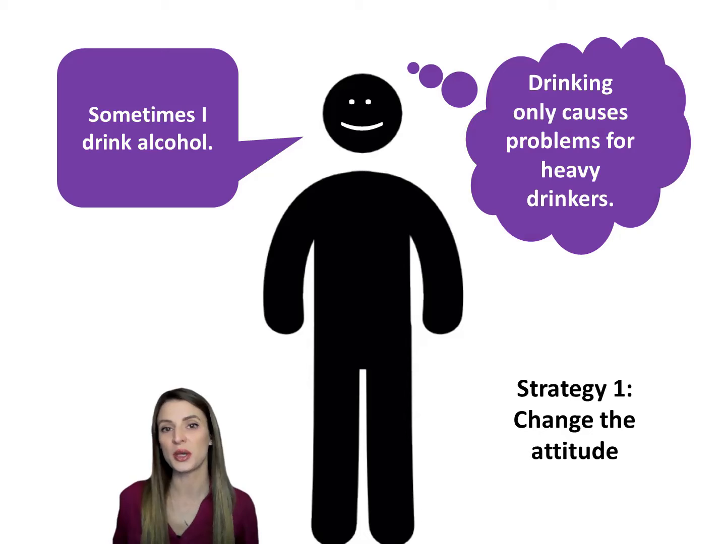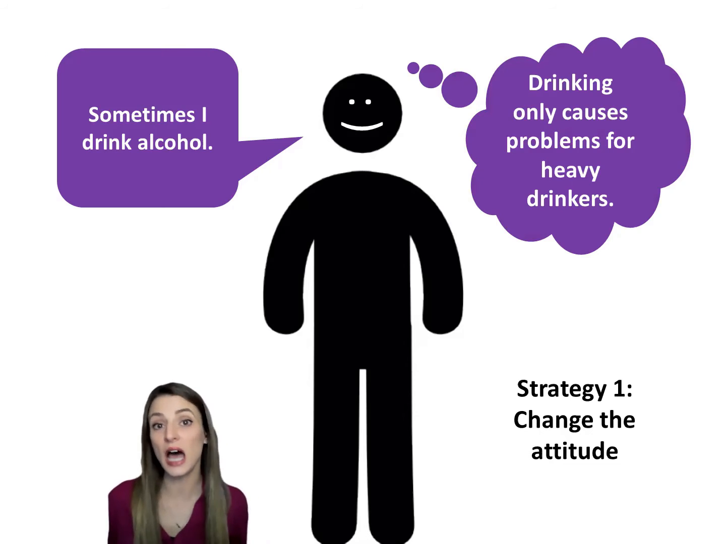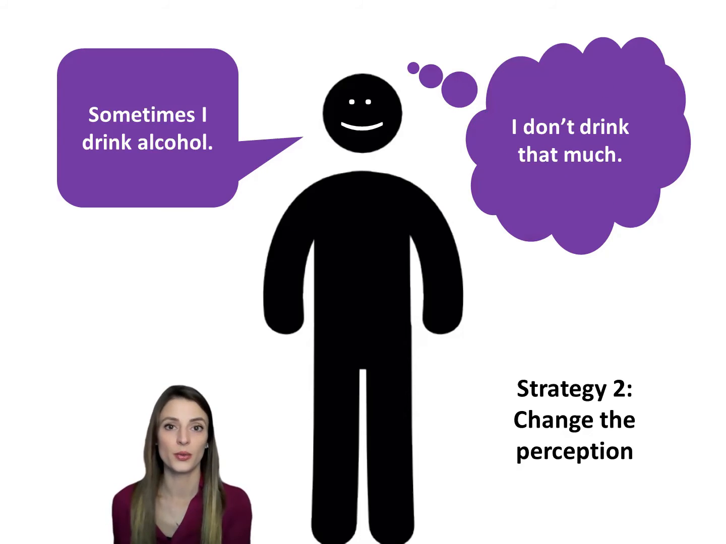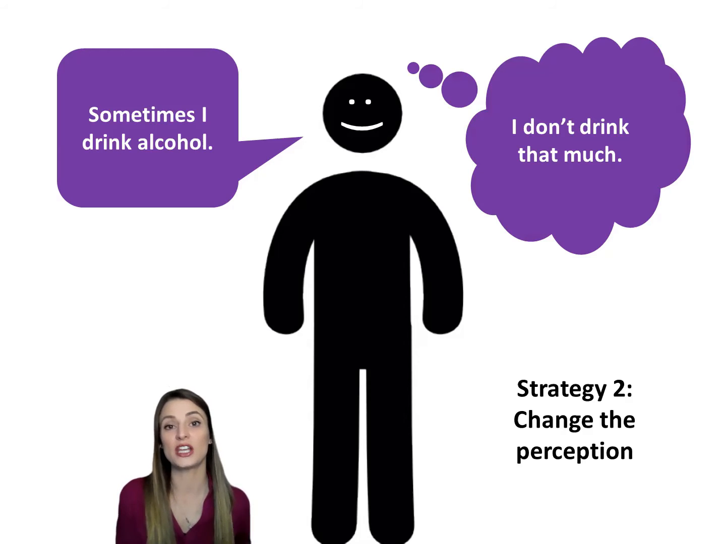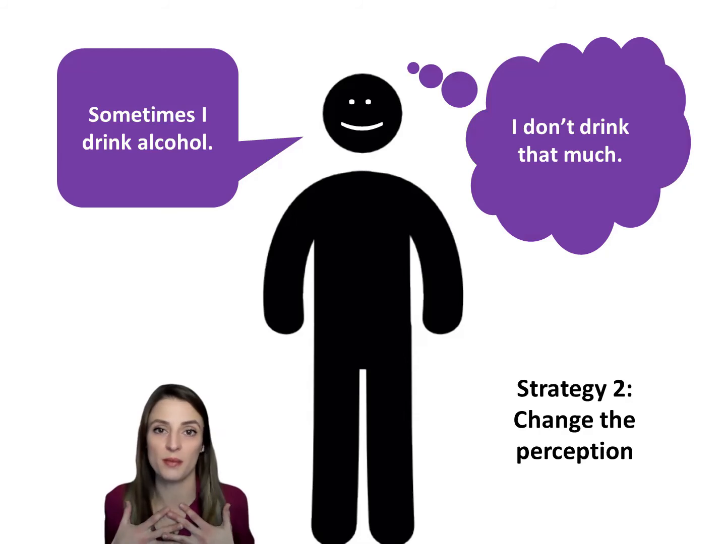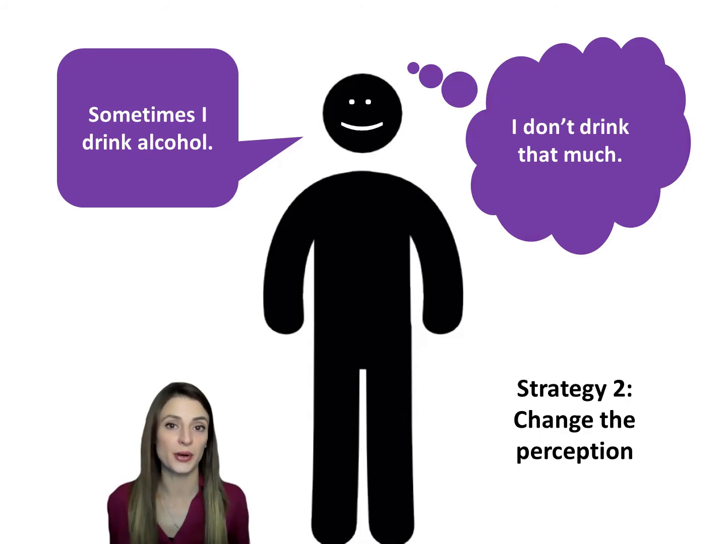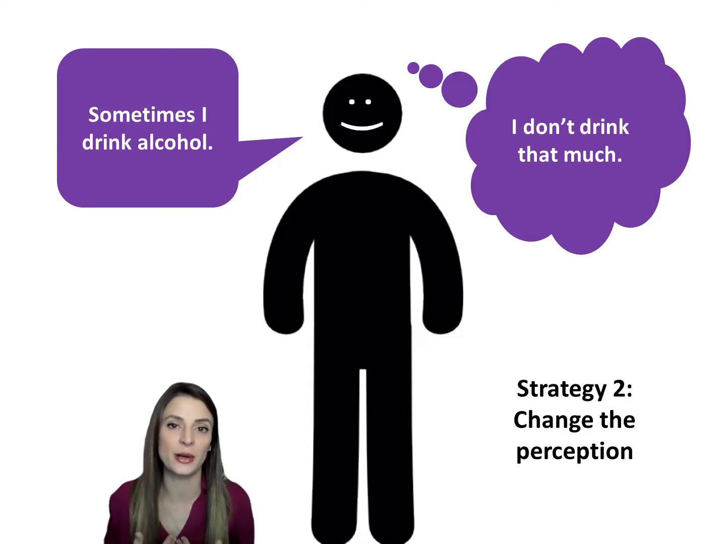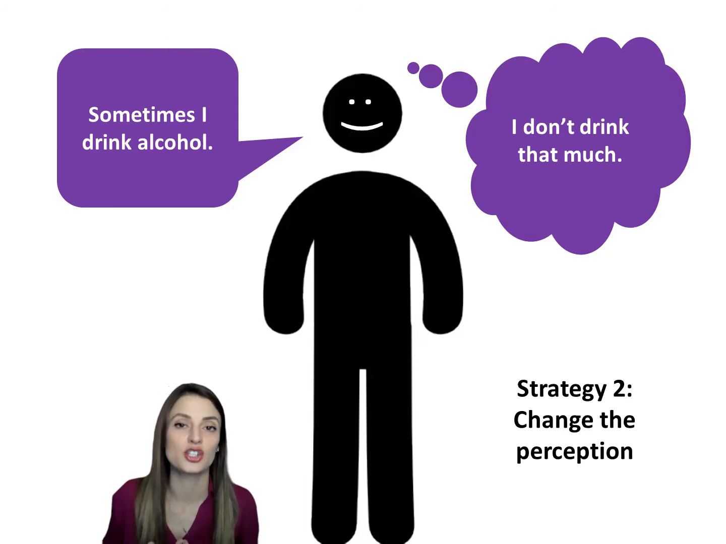To deal with this conflict, one of the things we might do is change the attitude, change the cognition. So we might say to ourselves, drinking only causes problems for people who drink a lot. While that may not be true, the fact that we're now thinking it aligns more with our behavior and reduces that tension. One of the other things we might do is change our perception of our behavior. The first strategy is to change the attitude about the behavior. The second strategy is to change how we think about how we perform the behavior. For example, the person in this example might decide that they don't drink all that much. So this tension isn't a problem because their perception of their own behavior changes.